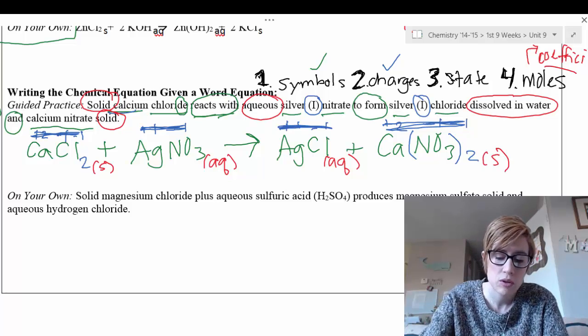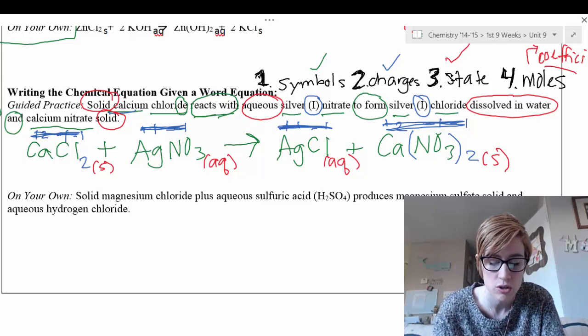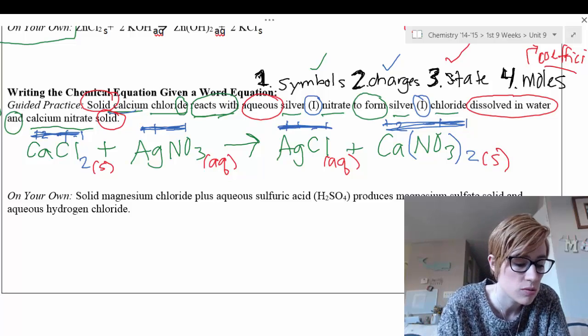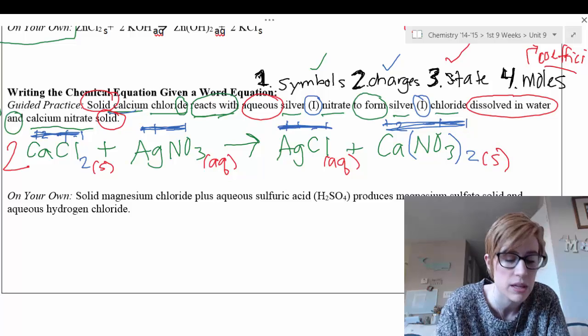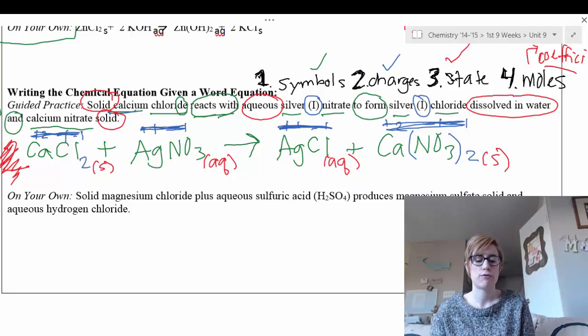So we've done symbols, charges, states, and then moles would be the big number that I would put here. So if for some reason I said 2 moles of calcium chloride, then I would have put a big 2 here, okay? But I did not give you moles, so we're just not going to do step 4.